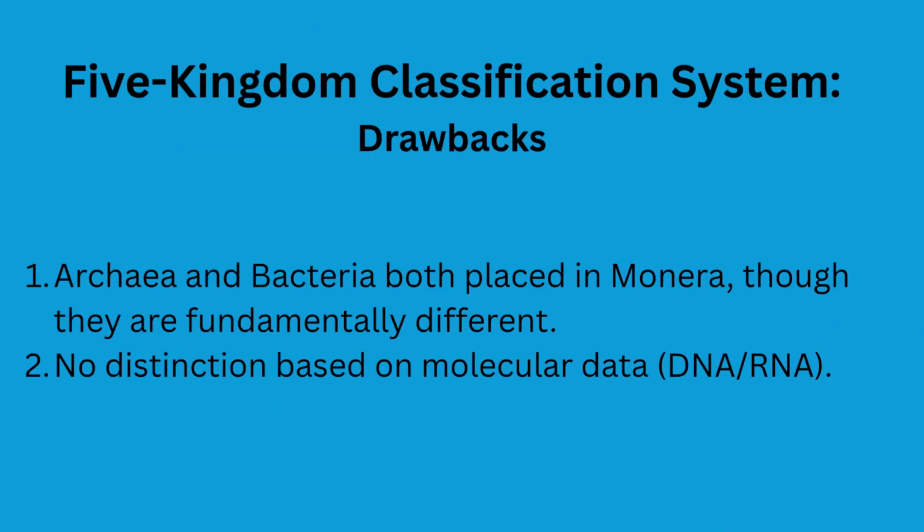In the five-kingdom classification system, the archaea and bacteria were combined in the single kingdom Monera because they shared the prokaryotic form of cell structure, but they are fundamentally different. So this classification system had no distinction based on molecular data, that is DNA or RNA.